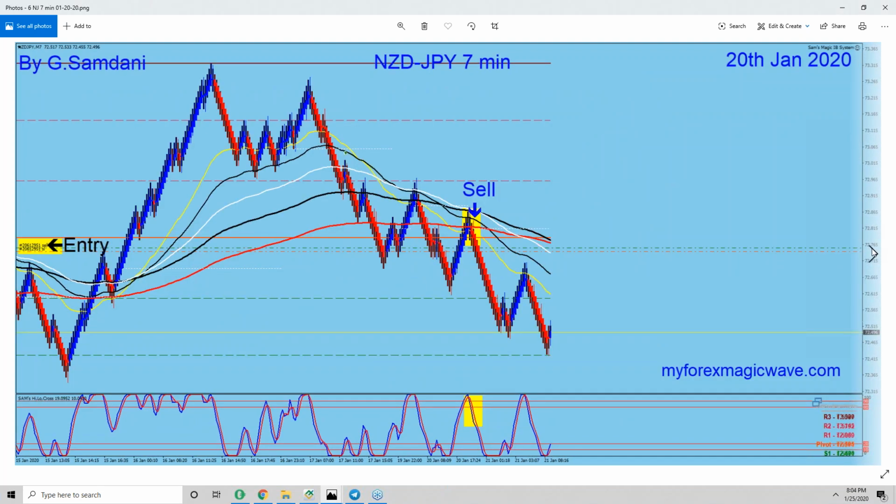And then on the 20th again, you can see Kiwi Yen, all Yen. You'll see only the short side, not a single Yen on the long side, and I'll show you the reason at the end of the video.